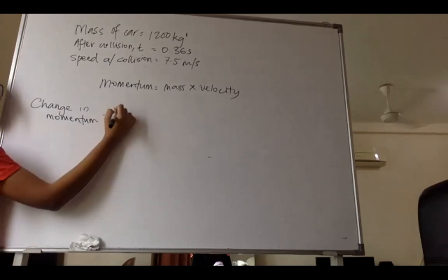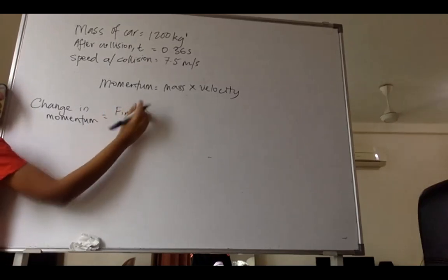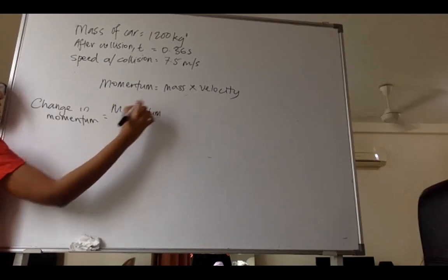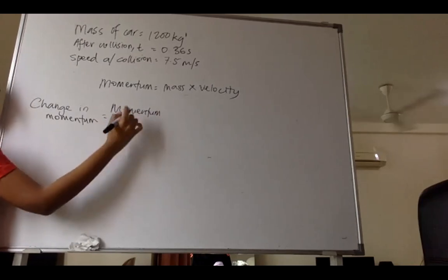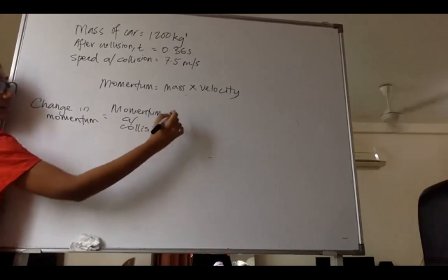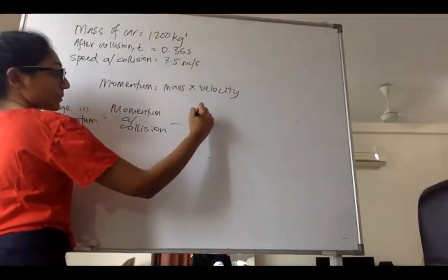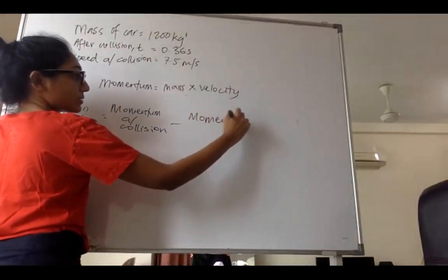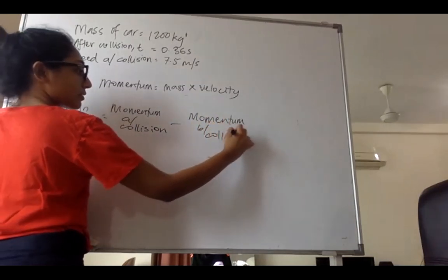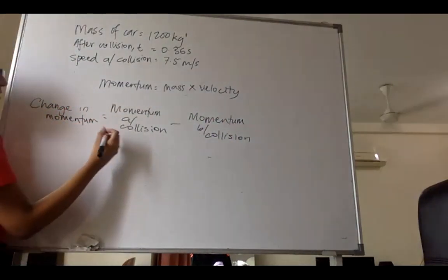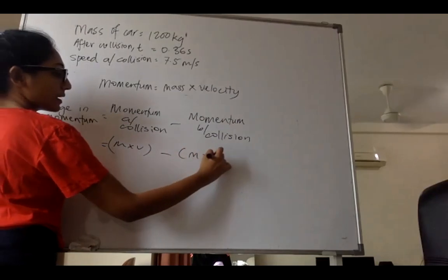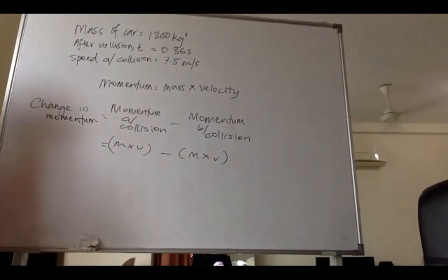Change in momentum just basically means momentum after collision minus momentum before collision. That is how we find the change. Momentum after collision minus momentum before collision. And we know that momentum is mass times velocity, minus mass times velocity.